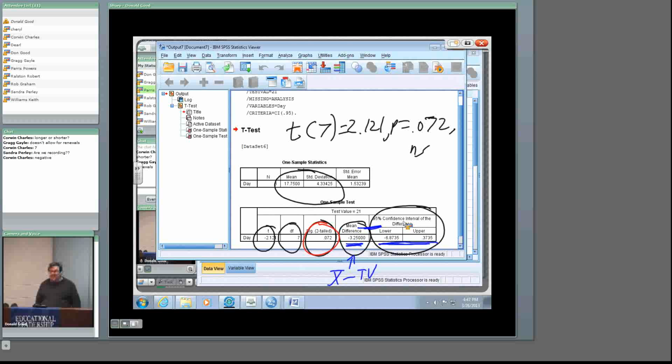So the answer is that no, people are not checking out books significantly less than or significantly different than 21 days. Again, I have questions about the research design, but these are the data that we work with. Any questions, thoughts about this particular problem?